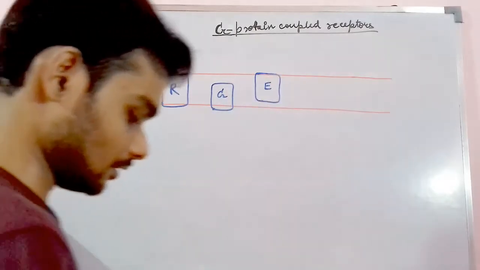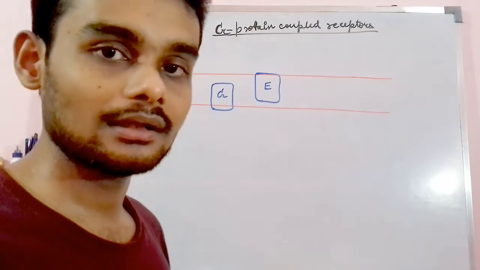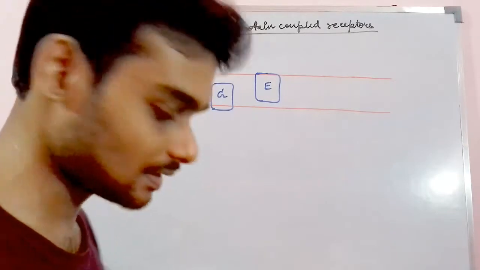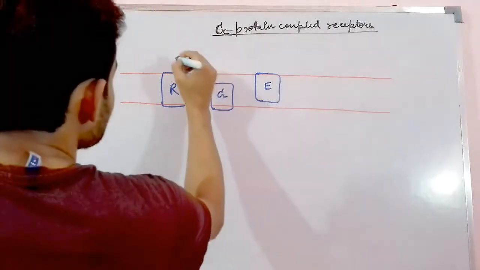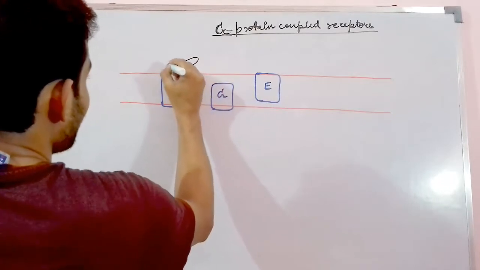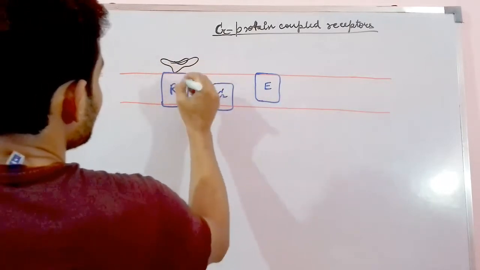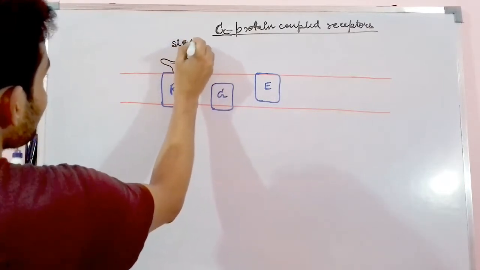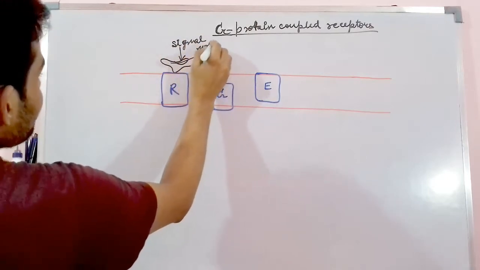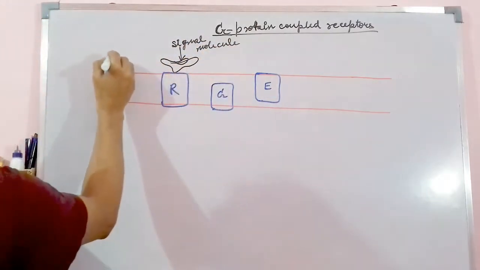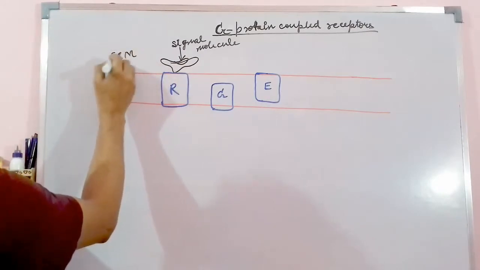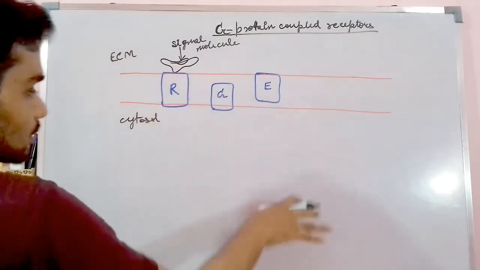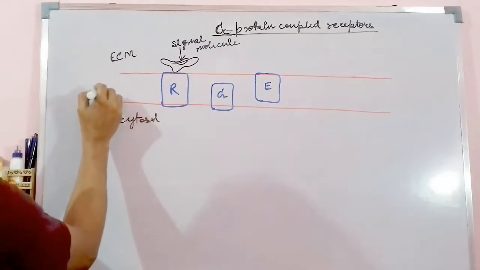So this activation of the G protein happens in a very beautiful way. At first the receptor molecule has to be activated, and in that case, suppose an external signaling molecule comes and binds with the receptor molecule. This is roughly a signal molecule, and this is the extracellular domain, and this one is the cytosol. This portion is within the cell membrane, and this one is the plasma membrane or the cell membrane.